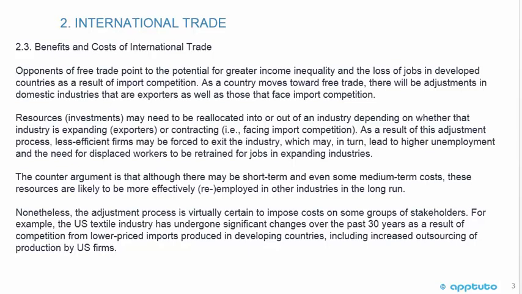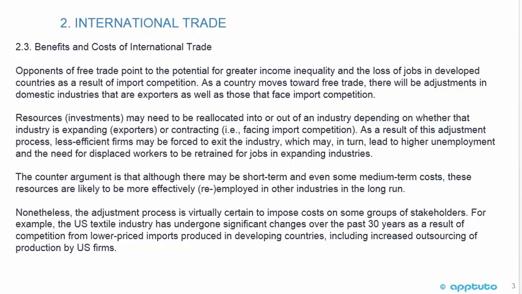Resources, investments, may need to be reallocated into or out of an industry depending on whether that industry is expanding, exporters, or contracting, i.e. facing more import competition. As a result of this adjustment process, less efficient firms may be forced to exit the industry, which may, in turn, lead to higher unemployment and the need for displaced workers to be retrained for jobs in expanding industries.